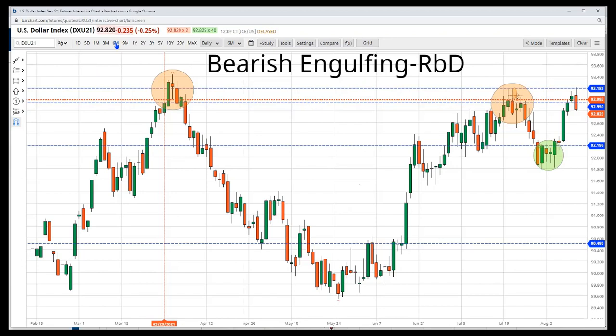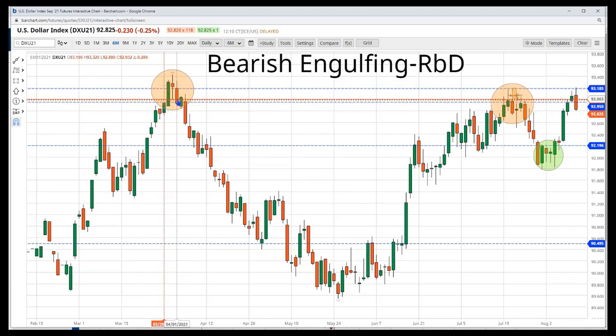All right, so let's go down to, now I've gotten down to a 6-month or daily chart. You can see that daily chart right there. And again, here's our two shaded areas. Now notice that our bearish engulfing rally base drop that we saw on the weekly time frame is not the same formation, but the result is still the same, right?